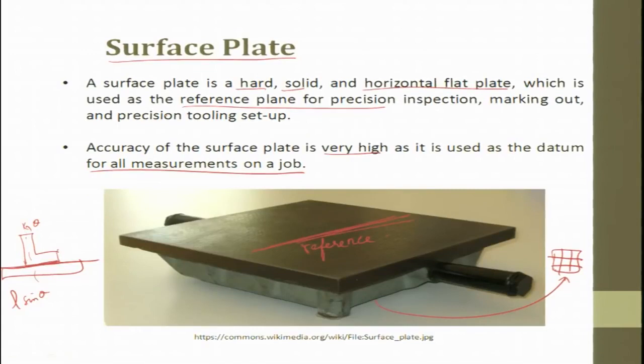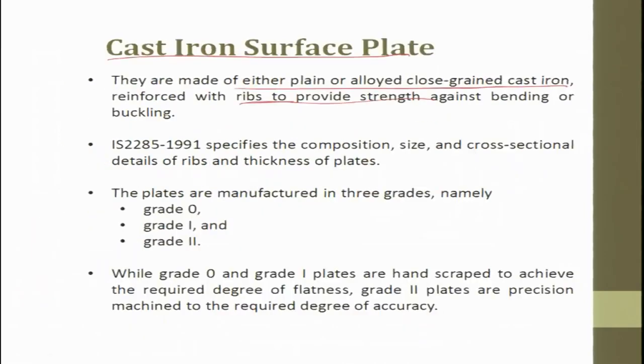You can have a surface plate of meter by meter. So, when you have a meter by meter large plate, there is a possibility of bending and deflection. Okay. IS 2285/1991 specifies the composition, size and the cross sectional details of the rib and the thickness of the plate. There are 3 grades which are manufactured for surface plate: 0, 1 and 2. Grades 0 and 1 are hand scraped to achieve the required degree of flatness. Grade 2 plates are precision machined to the required degree of accuracy.